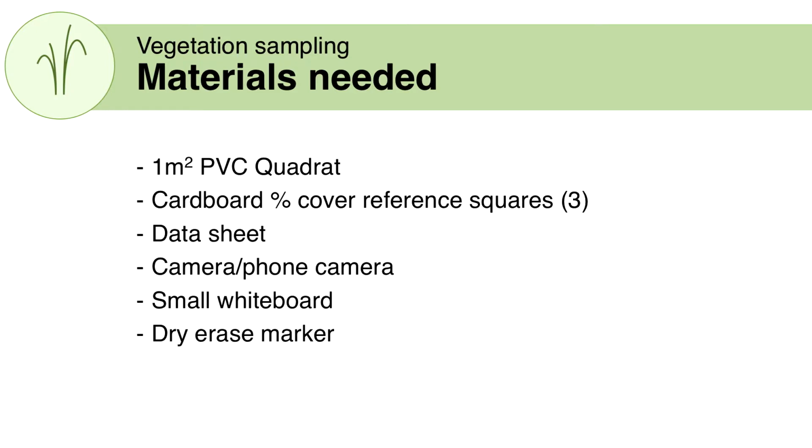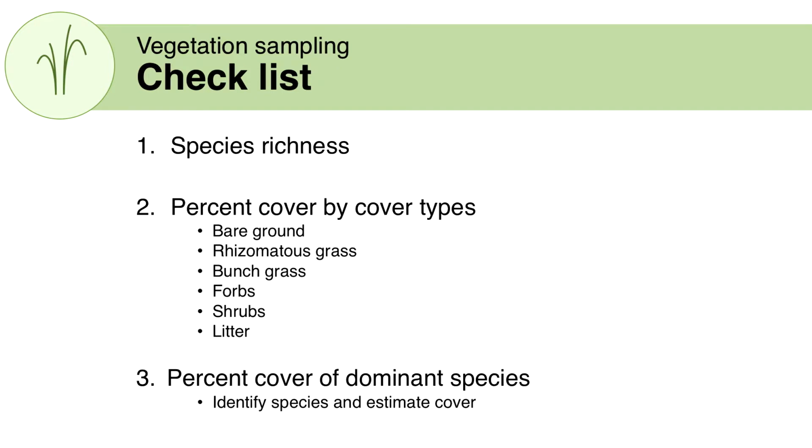The list of materials you'll need include the meter squared PVC quadrat, the cardboard percent cover reference squares, there'll be 3 of these, your data sheet, a camera or a phone camera, a small whiteboard, and dry erase marker. Big picture, here's our checklist for our vegetation sampling. At each plot, we'll conduct an assessment for species richness and then percent cover by cover type. So we'll be looking at bare ground, rhizomatous grass, bunch grass, forbs, shrubs, and litter. We'll also identify the dominant species in each plot and estimate the cover of that species.